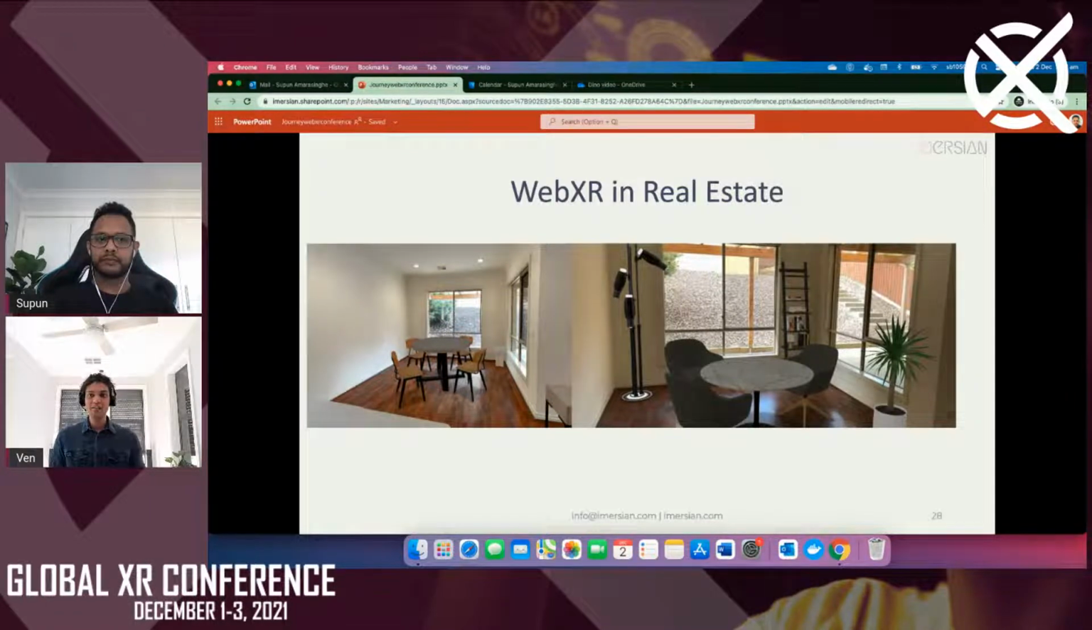On the other hand, real-world staging is also quite cumbersome, where you have to bring real furniture into your space and place it, and that in itself is quite a costly and time-consuming task for real estate agents who are trying to flip a house as quickly as they can. So we see a lot of potential in real estate.